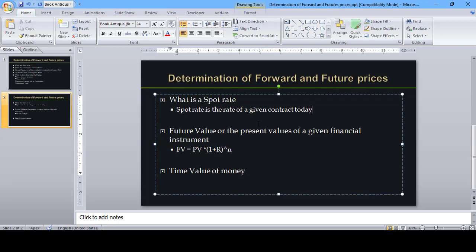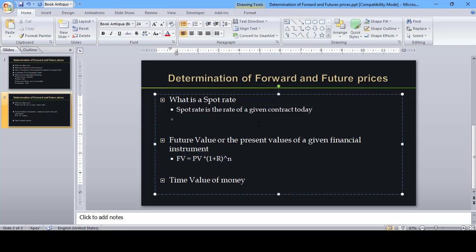So since this is out of the way, since we are aware of this concept of future value, now let me just give you a small equation here for understanding how the forward or the future prices can be determined. So forward rate, which can be denoted by F0, I'm just gonna take 0 here so that it is visible properly. So F0 can be S0, which is the spot rate, times e raised to the power r and t.